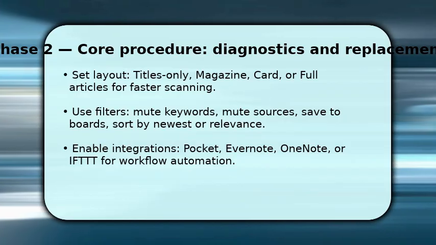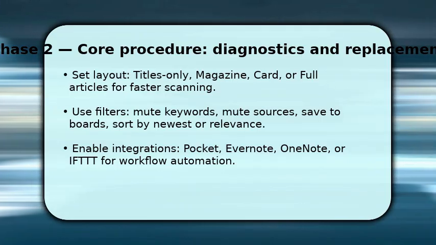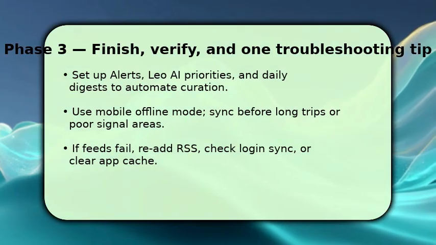Save important pieces to a board and sync those boards with Pocket or Evernote. Once configured, these settings convert a stream of links into a prioritized reading queue, so you focus on high-value articles without having to finish everything. Automate routine discovery.